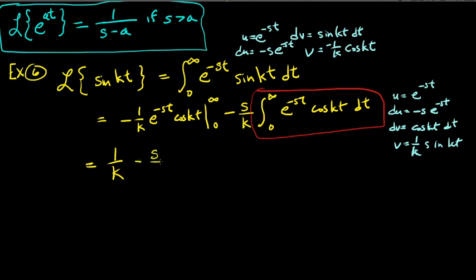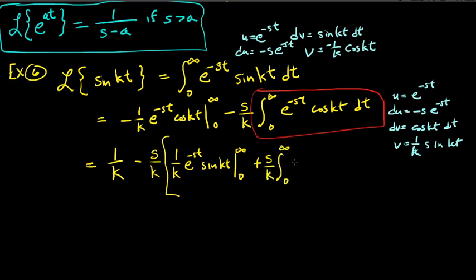So minus s over k, that stays there. And now I shouldn't just use a bracket here, right? So u times v is going to be 1 over k times e to the negative st times sine of kt, evaluated between 0 and infinity, and then minus v du. So now it's going to be minus a negative, so this will be a plus. I think it's s over k times the integral from 0 to infinity of e to the negative st times sine of kt dt.